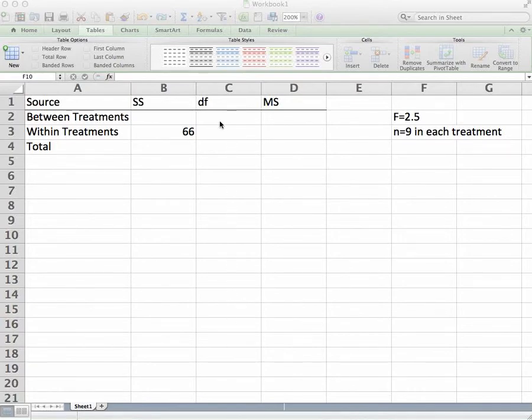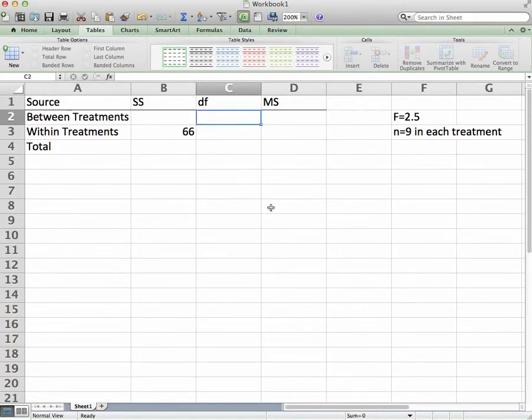So just moving that off screen, and we're going to put that in here for degrees of freedom between treatments. It's k, which is 4 treatment conditions, minus 1. That's how we get 3.